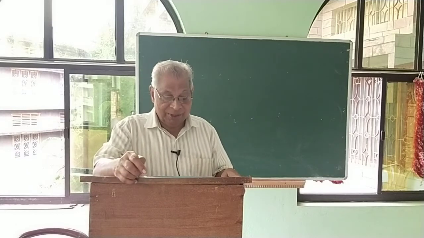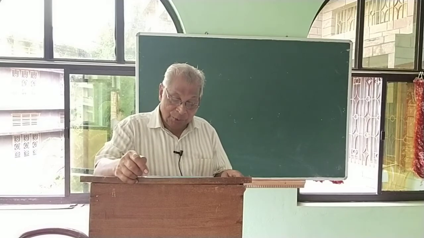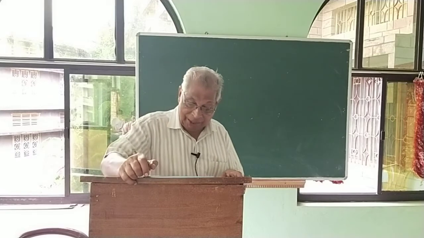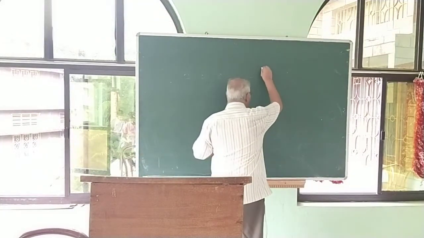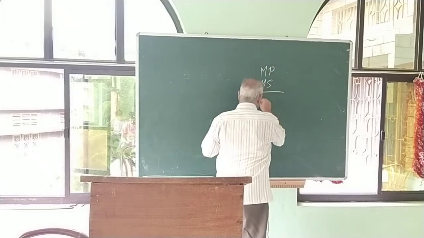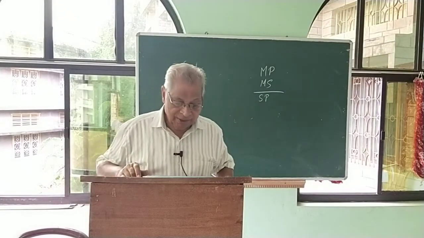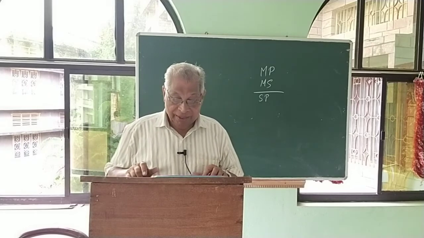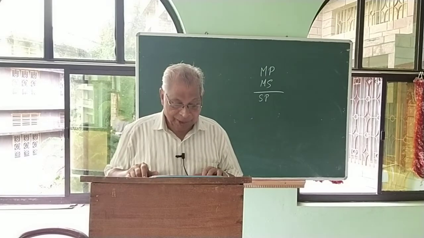So first and second figure we have already seen what the rules are, and we have shown why they have come about. Now we go to the third figure, that is MP, MS, SP. This is the third figure. So for this third figure, the 2 rules are: the minor must be affirmative, the conclusion must be particular.